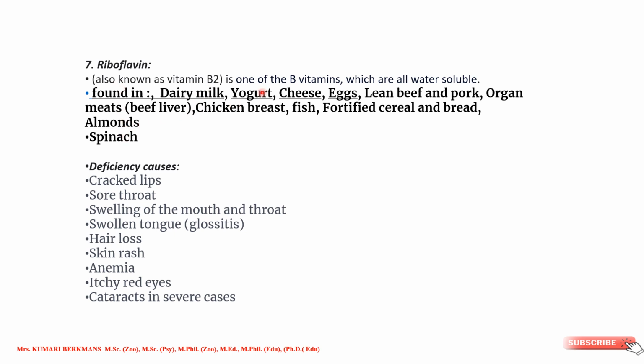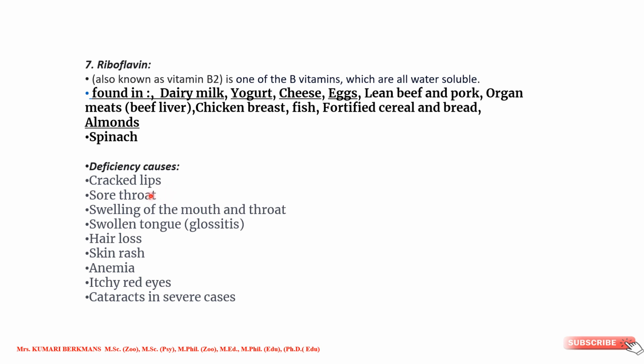So you can take any one of these foods. You can take eggs, which are available, fish, a few almonds, spinach. Now, deficiency. What are the deficiencies of riboflavin?